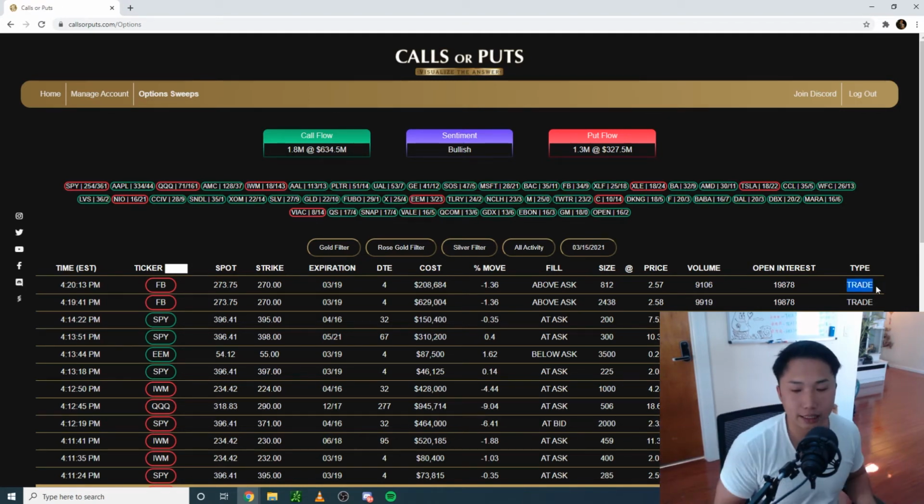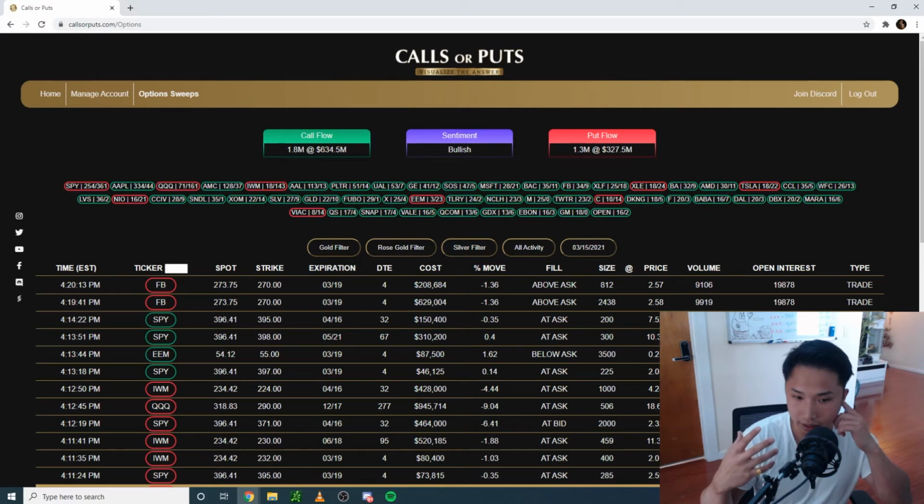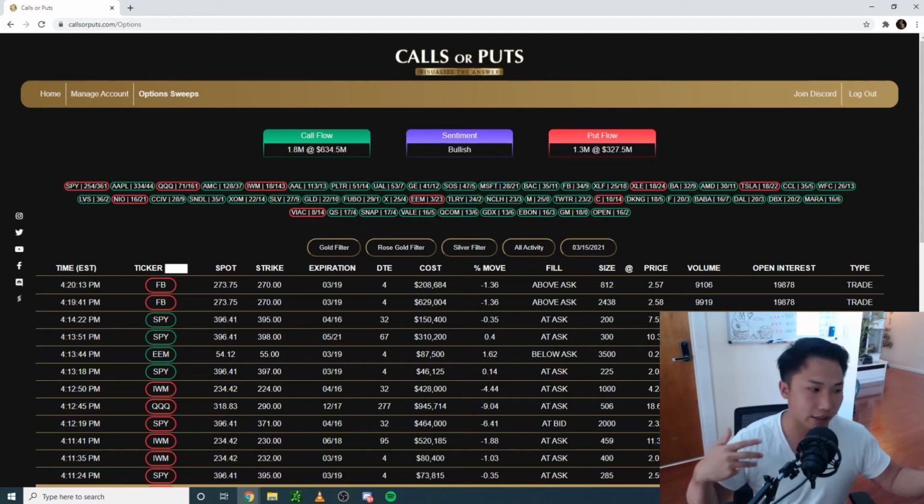Trade is basically like a block. It just means that this person put in a huge order into the market. Nothing special about it. A sweep means that the person put an order in that is placed into multiple exchanges so that it gets executed quick and at the lowest price that they selected, or whatever the case might be. It's a sense of urgency.